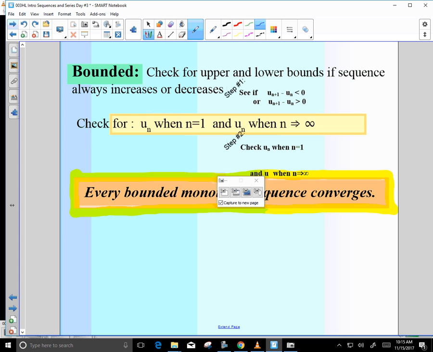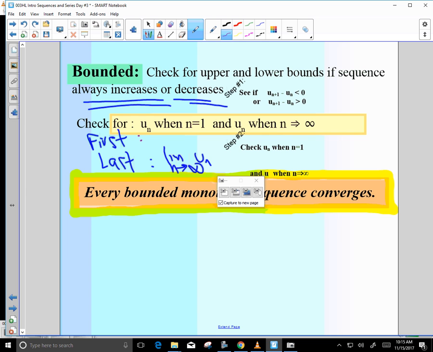Boundedness is a two-step process. You're going to check for increasing and decreasing, and then all you do is check the first and check the last. And what's the last usually going to be? The limit as n approaches infinity of u of n. That's usually what the last is. What's the first usually going to be? Yeah, it's going to be u of 1. Could be u of 0 or u of 2, but it's usually u of 1.